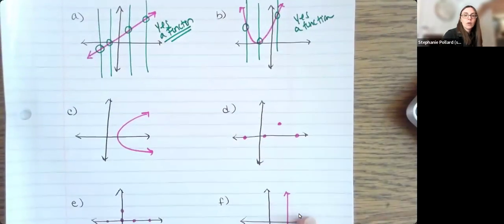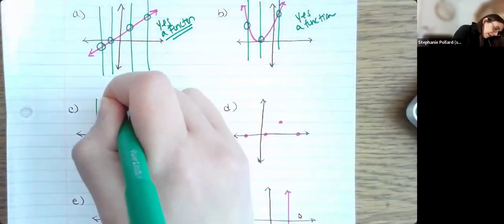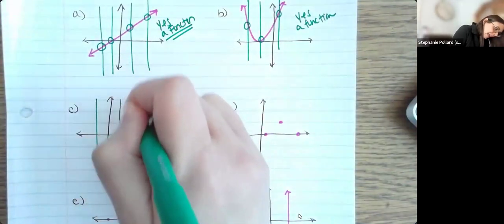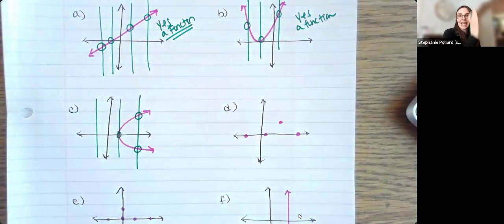For the next example, though, notice what happens. If I put a line here, it's fine. It hits no time. So if I put a line here, it hits once. If I put a line anywhere else on the right, it's going to hit the graph twice within the same line. That is not a function.